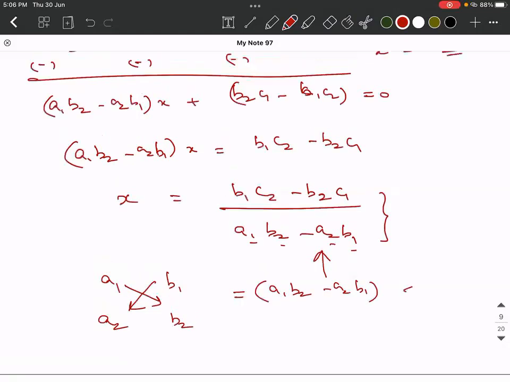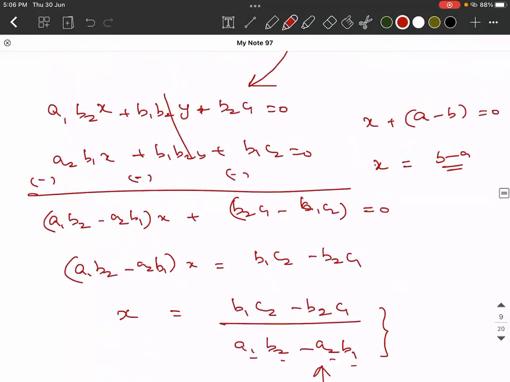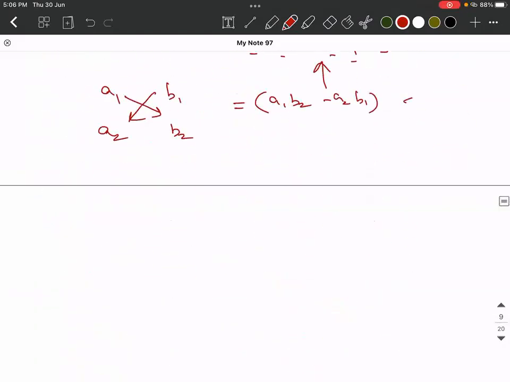Is it clear, guys? Similarly, if you want to eliminate x, then you need to multiply with a2 and a1 and then proceed, and you will get the same thing. If you want, you can try later and see. So this is the last point.